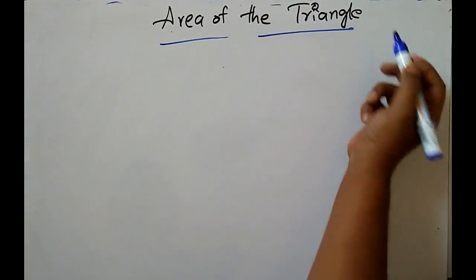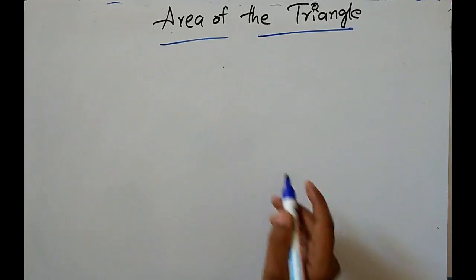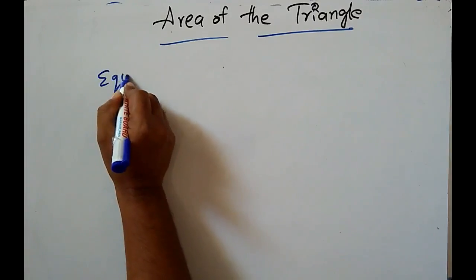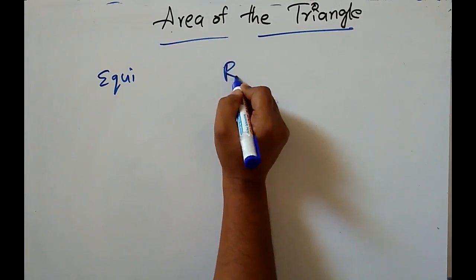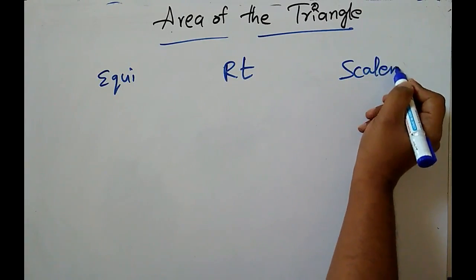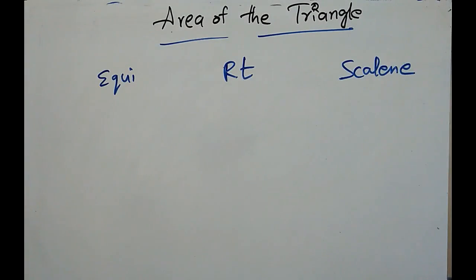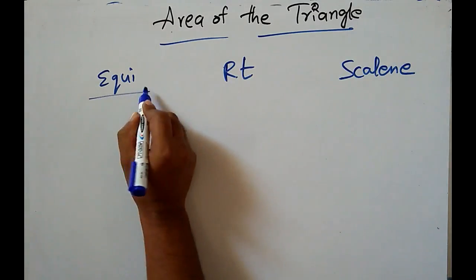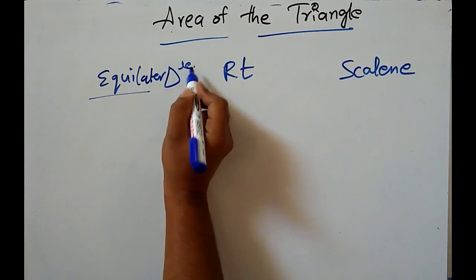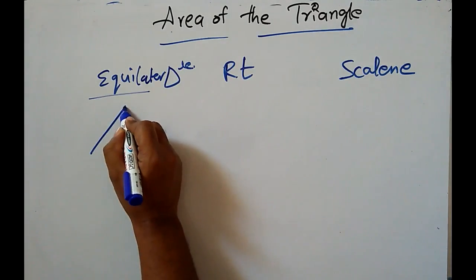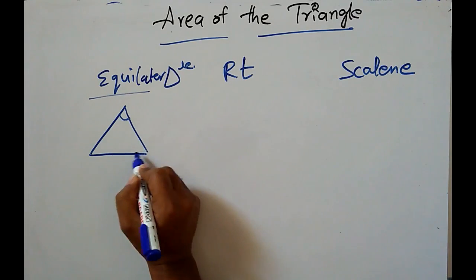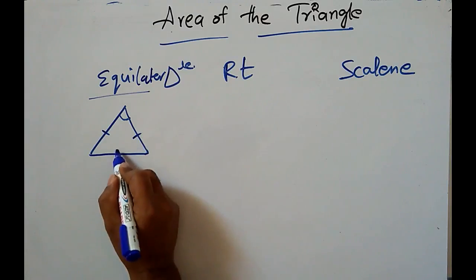Area of the triangle. Friends, there are many types of triangles. Equilateral triangle, right angle triangle. Also there is a scalene triangle. There is also an isosceles triangle. Let us see the equilateral triangle. Equilateral triangle, in the sense all sides are equal and all angles are also equal, friends.